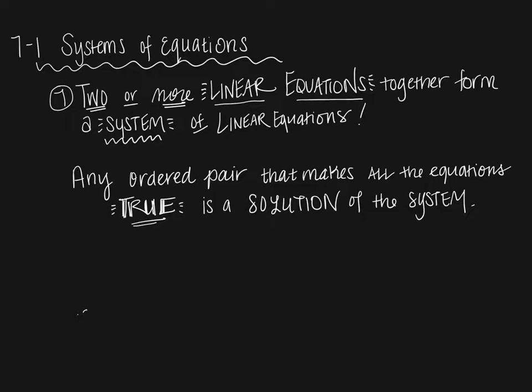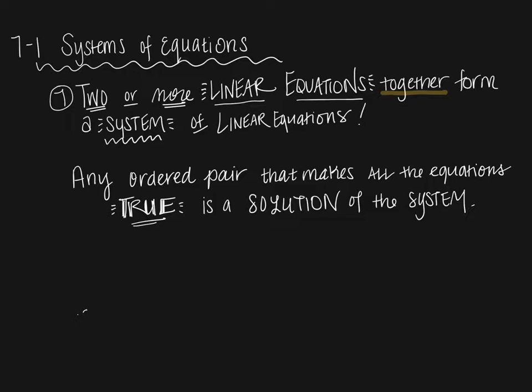So a system of linear equations is two or more linear equations that together form a system. For an example, if I have y equals 2x minus 3, and I have y equals x minus 1, these together form what we call a system of linear equations.